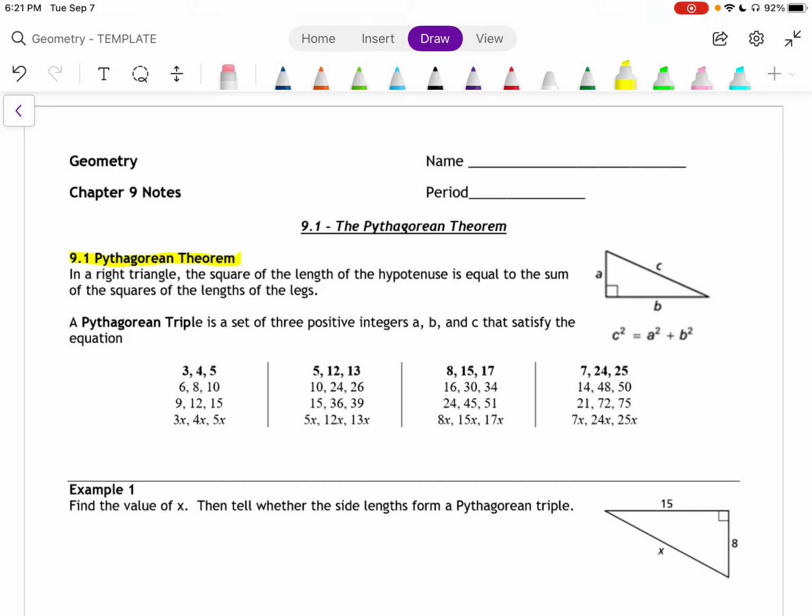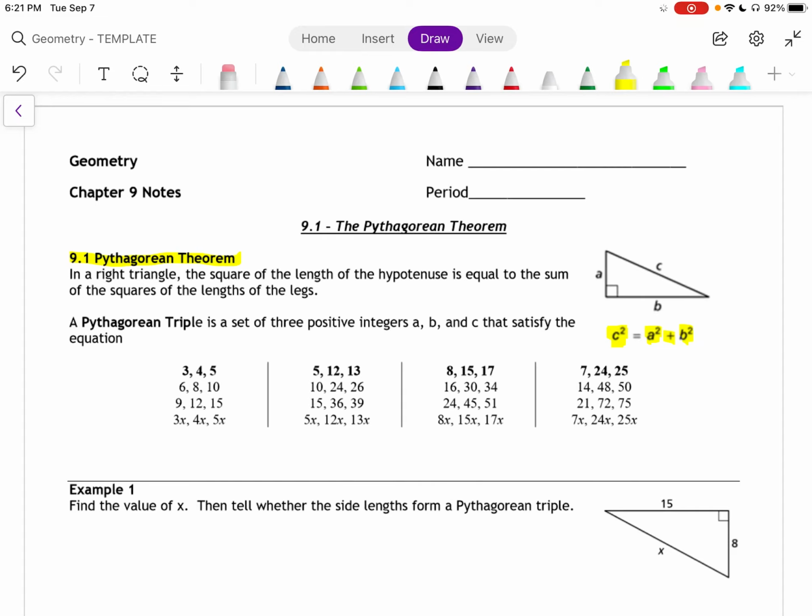In a right triangle, the square of the length of the hypotenuse is equal to the sum of the squares of the lengths of the legs. So that's quite the long statement here, but it's written over here. We have c squared, that's the hypotenuse. And then it says the sum of the squares. So here's the squares, and there's the sum of the lengths of the legs. So that's what that's saying.